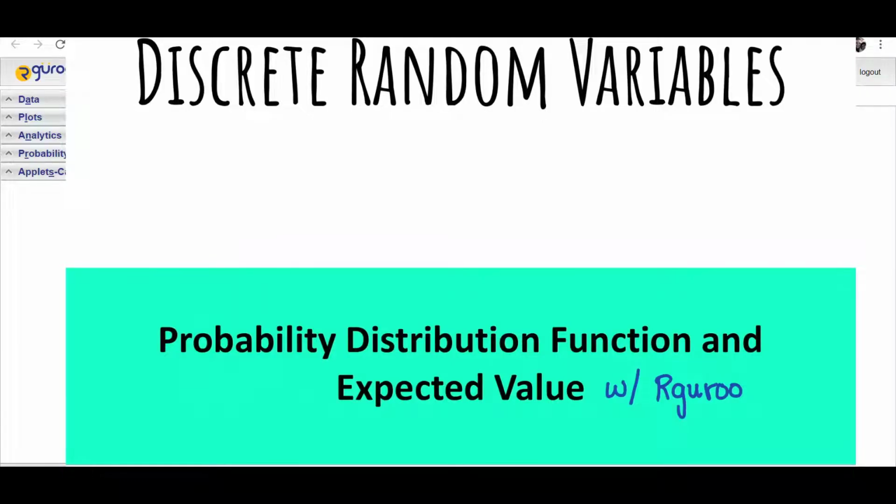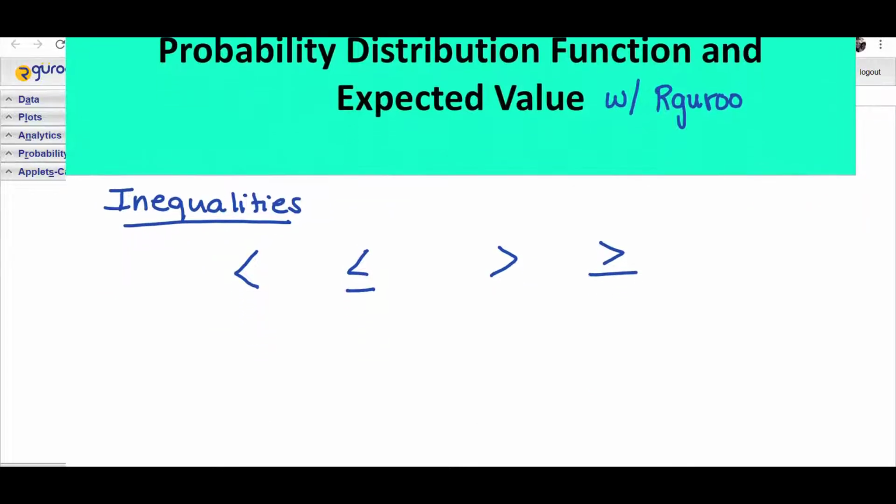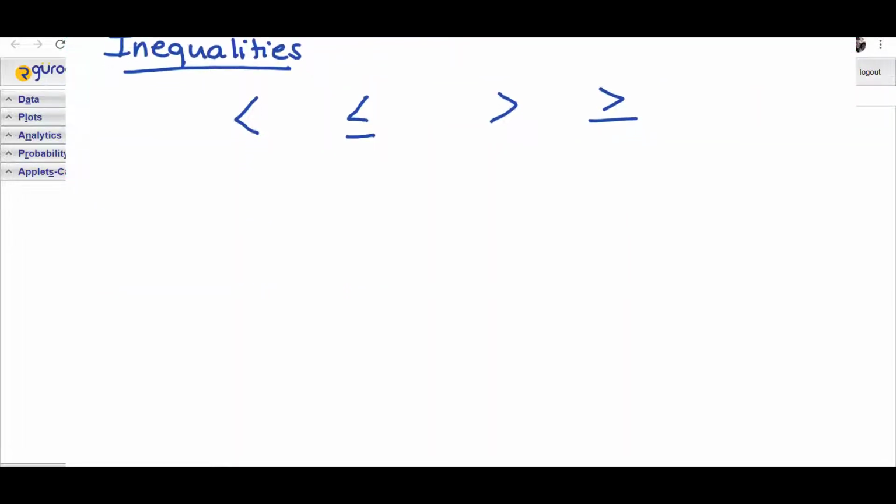Hi everybody, we are talking about discrete random variables, probability distribution function, and expected value, and we will be using Rguroo as our technology. Before we get into discrete random variables, I want to talk about inequality symbols and inequality wording. So on the screen you will see the four main inequality symbols. I'll add another one. This one will come into play later.